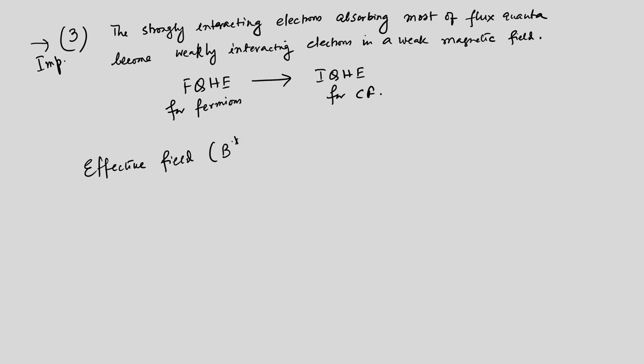Which we'll call B star, which is actually reduced in the CF picture, is given by: B star is equal to B, which is an external field, minus an even number of flux quantum, which we write as 2p, each one carrying a flux phi, times the density of the composite fermions. So B star, of course, that is written.